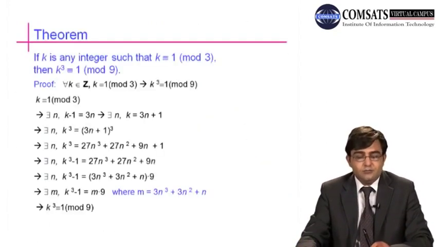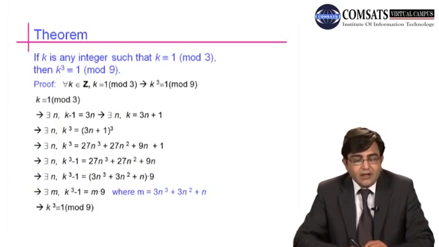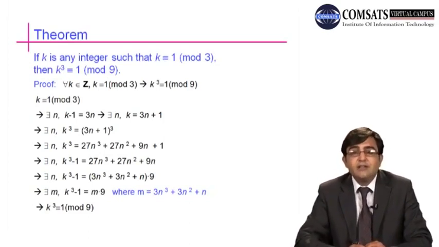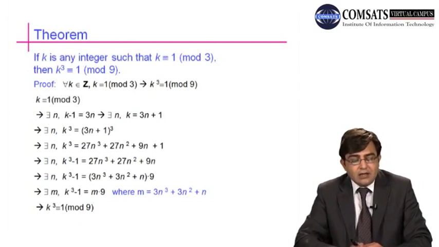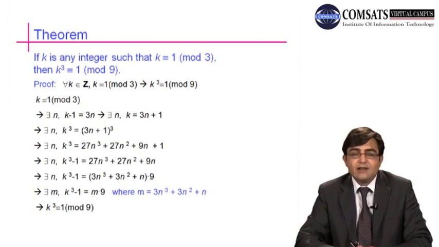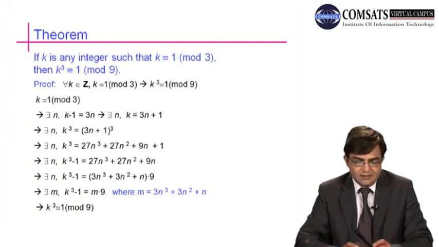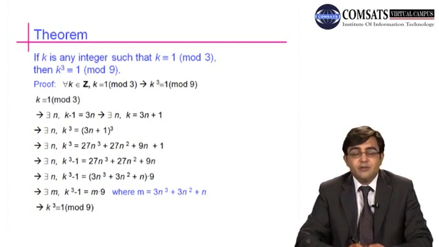Now we see a theorem related to mod congruence. This theorem we shall prove by direct method. If k is any integer such that k is congruent to 1 mod 3, then k cubed is congruent to 1 mod 9. This is what we have to prove, and we will use the method of direct proof.